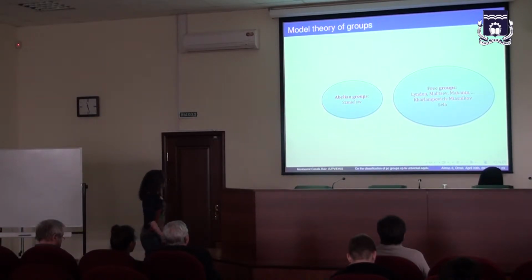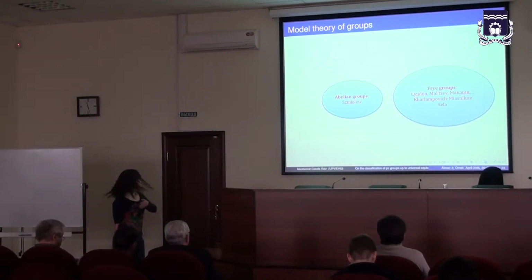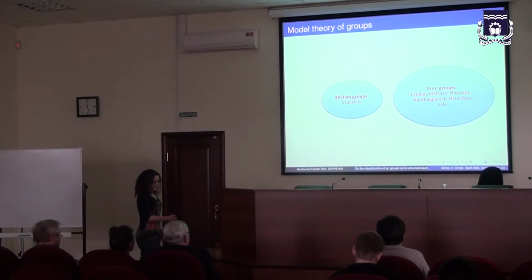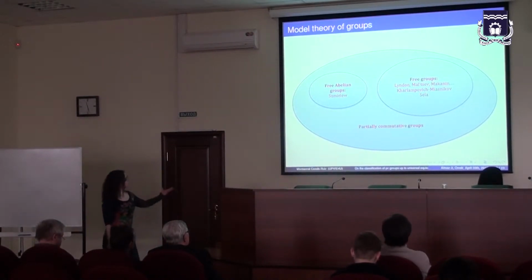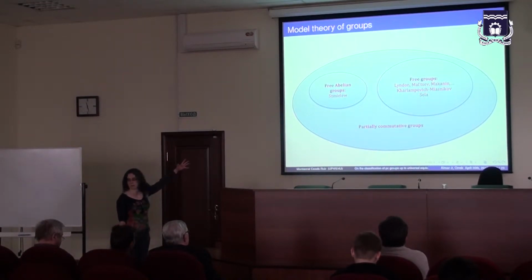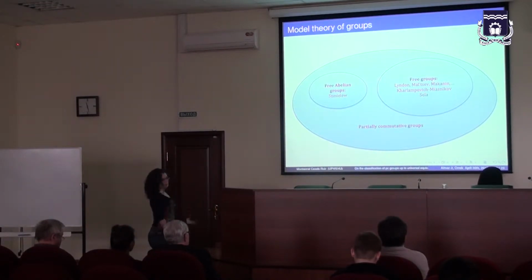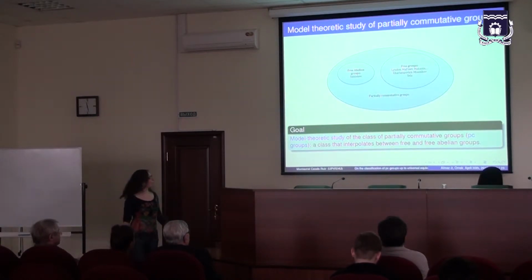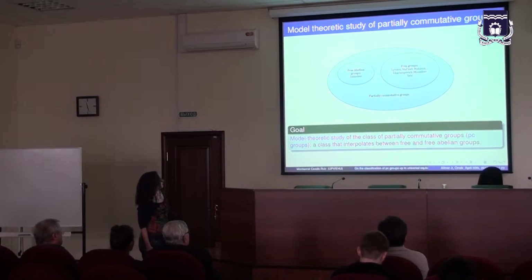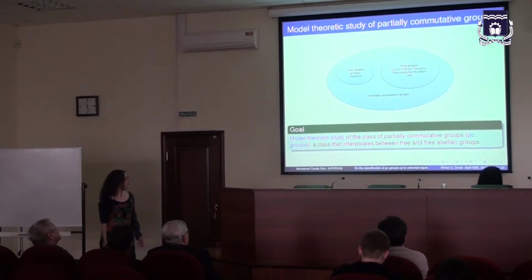So what I want to talk about is a project that some of us are involved in, Norovich and Andrew Duncan, which would be to study model theory of a class of groups that in some sense contain both extremes, free abelian groups and free groups. This class of groups is called partially commutative. So this is the general concept. What is the class of partially commutative groups? They are very easy to describe.